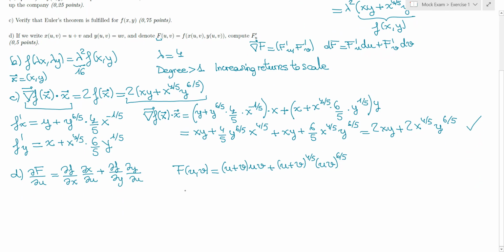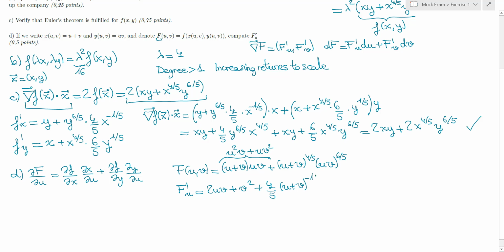Okay, and let's do this derivative. First, we go with this term. This term, you can put it as u squared v plus uv squared. So the partial derivative is 2uv plus the derivative with respect to u, v squared. And now we go with the other term. The other term we can only do using the product rule. So derivative of the first term is 4/5 of u plus v.